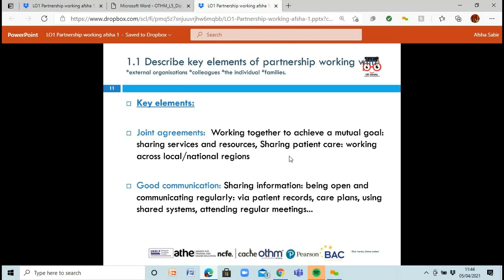So the key elements of partnership working is that you have joint agreements. You're working together, you have shared goals, shared outcomes, mutual goals that you're wanting to work towards. You might be sharing services, you might be sharing resources, and also you're sharing patient care. So if somebody, say, lived in London first, they had their local services looking after them, but then they've moved to Manchester. With partnership working, you can actually go across regions.